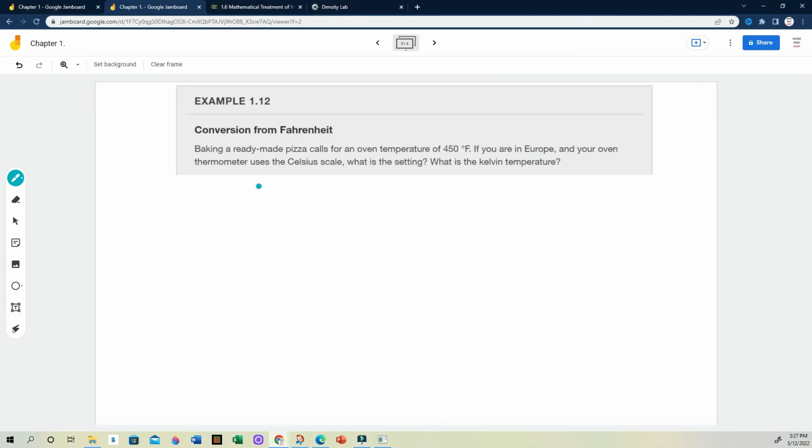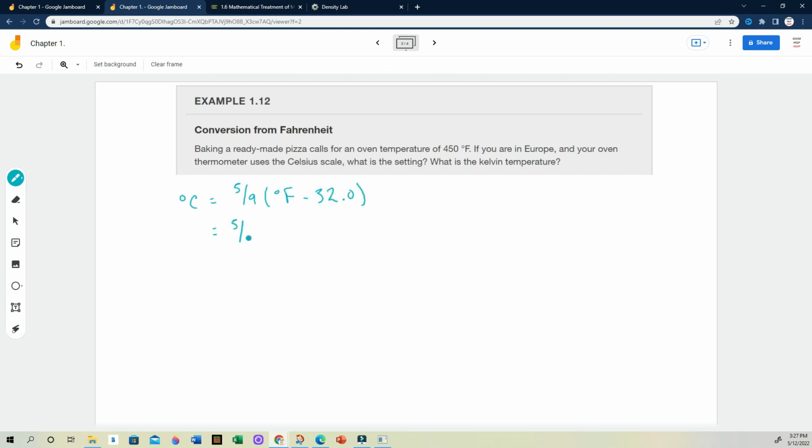Example 1.12, conversion from Fahrenheit. Baking a ready-made pizza calls for an oven temperature of 450 degrees Fahrenheit. If you're in Europe and your oven thermometer uses the Celsius scale, what is the setting? And then what is the Kelvin temperature as well? So we're going to take Fahrenheit, we're going to convert to Celsius, and then we're going to convert to Kelvin. Okay, so let's first convert to Celsius. So that is going to be 5/9 times my degrees Fahrenheit minus 32.